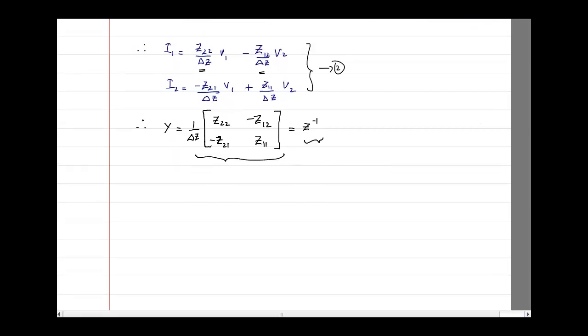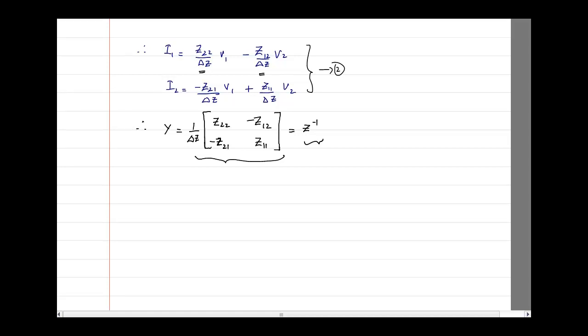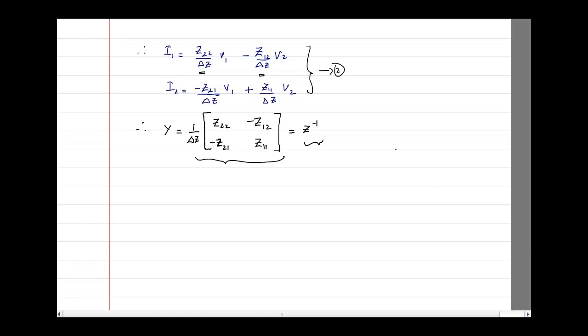So if you are having a circuit, a two-port network, of which you have found out what is the z parameter, and you know z11, z12, z21, z22, if you know what is the value, then directly you substitute here, you will get the y parameter. You don't have to do anything else.